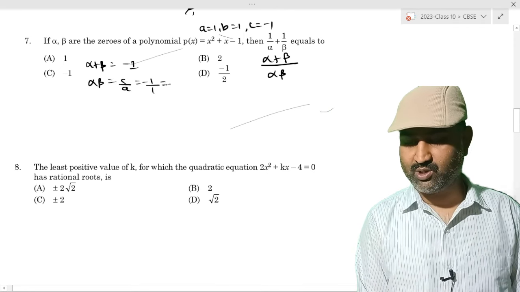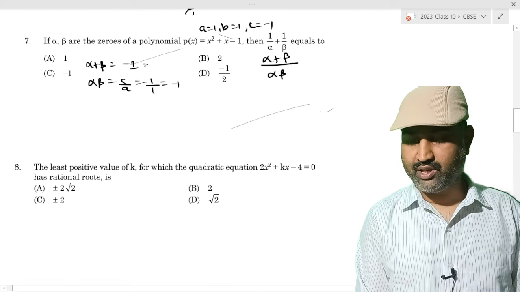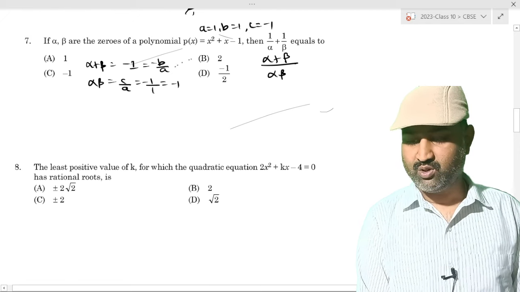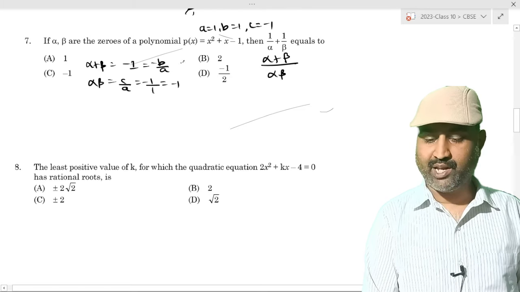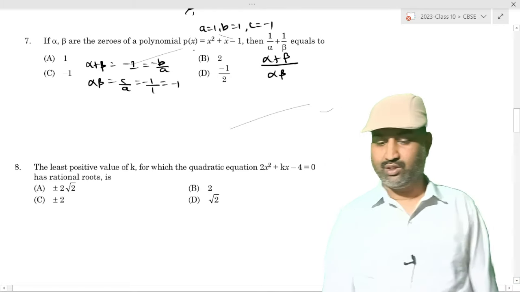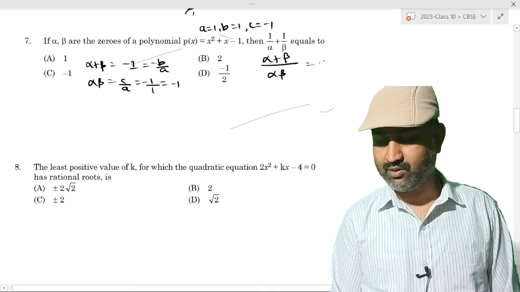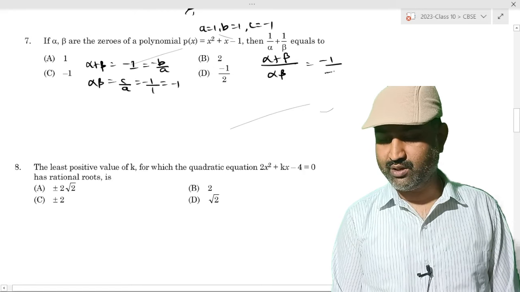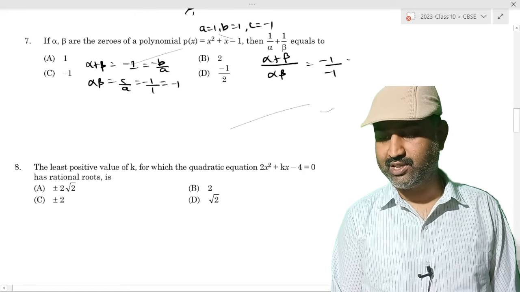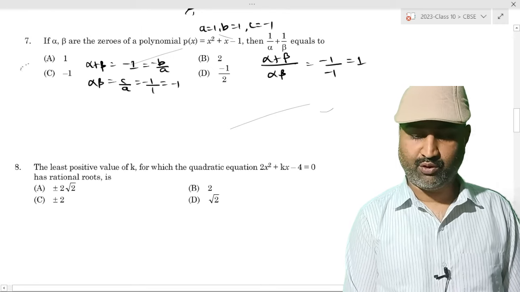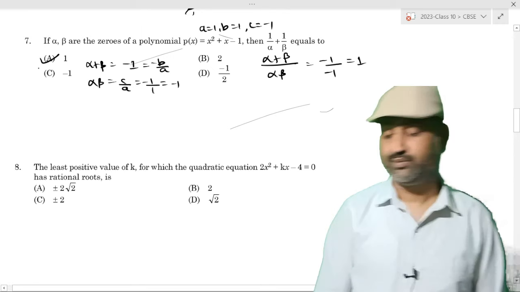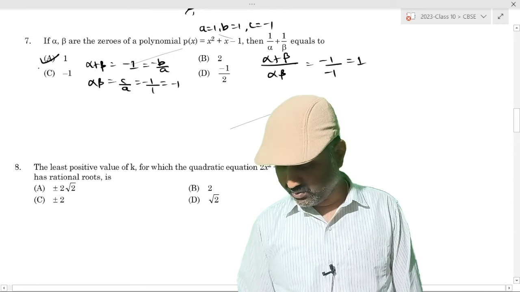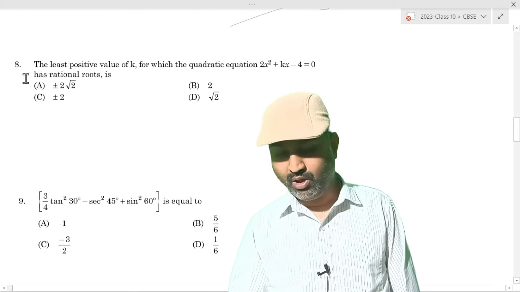C by a is minus 1 by 1, which is equal to minus 1. Minus b by a is minus of 1 by 1, which is minus 1, right? Therefore, the sum of zeros is minus 1 here and the product of zeros is minus 1 here. Minus minus cancelled will become plus 1. Therefore, the answer is plus 1, right? Very easy question again.